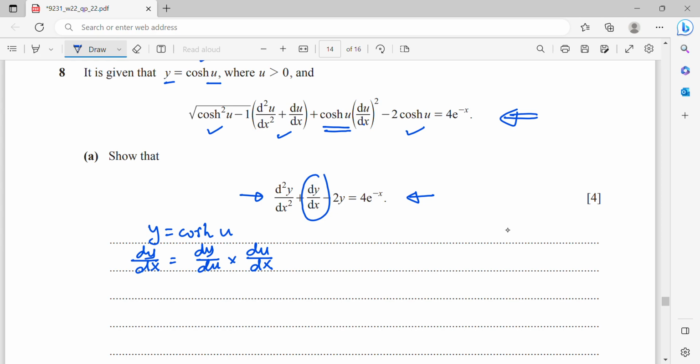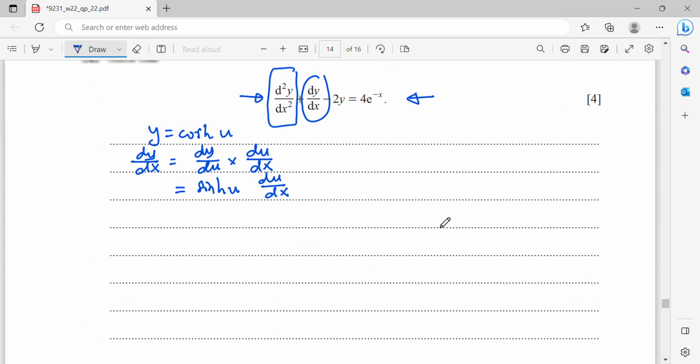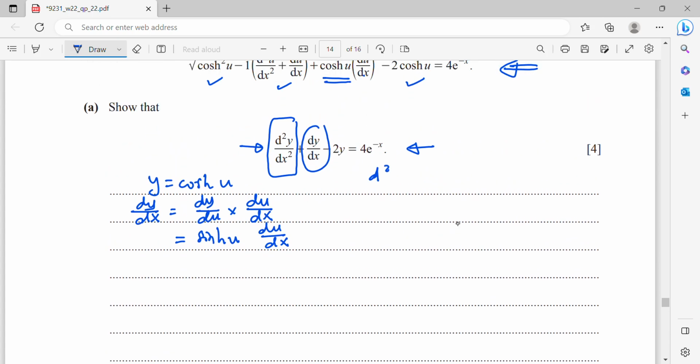Alright, so differentiating cos u gives sin u, then rewrite the du over dx. Now to get d squared y over dx squared, again we need to apply the chain rule. I'll show it side by side. d squared y over dx squared will be d over dx of dy over dx. So here it will be d over dx of sin u times du over dx.